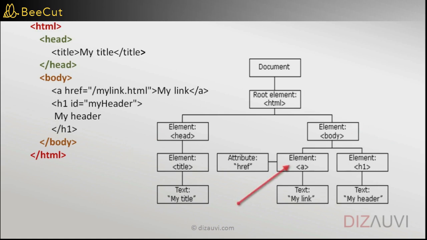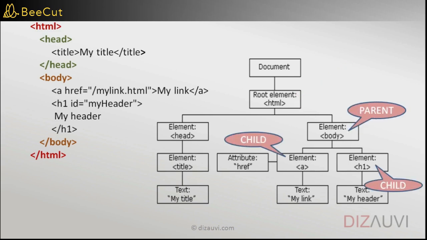If you look at the anchor node, it has an href attribute, and it also has a child node inside it, which is a text node having the text mylink. Also, the body element is a child of the HTML element, but itself is a parent of the h1 and anchor elements. All right.